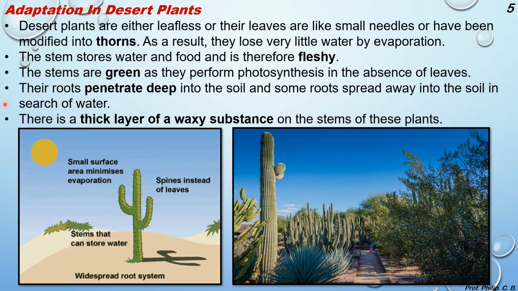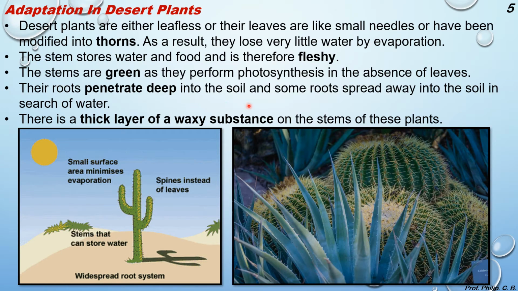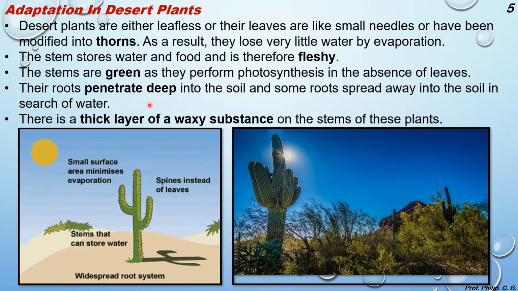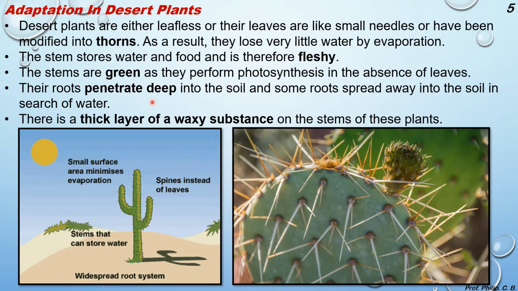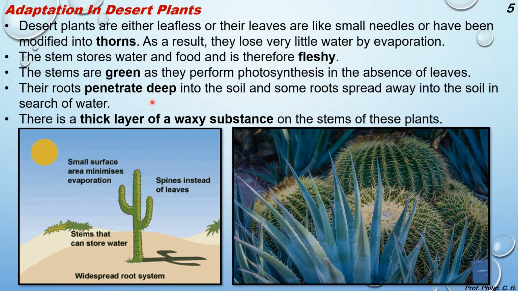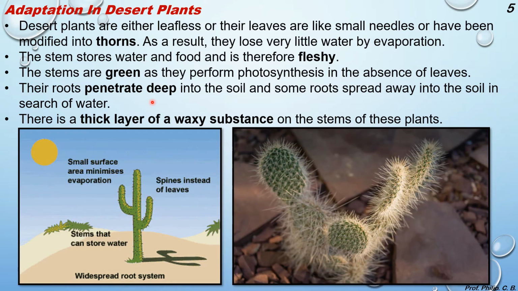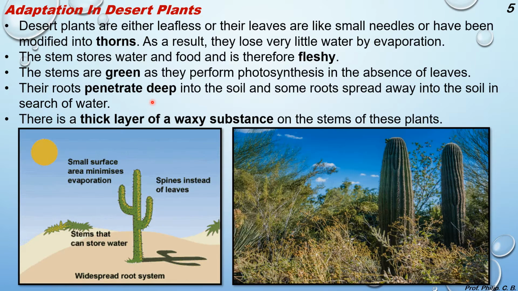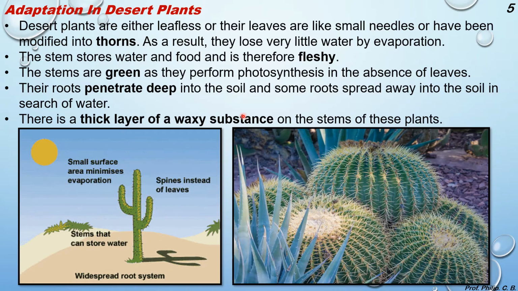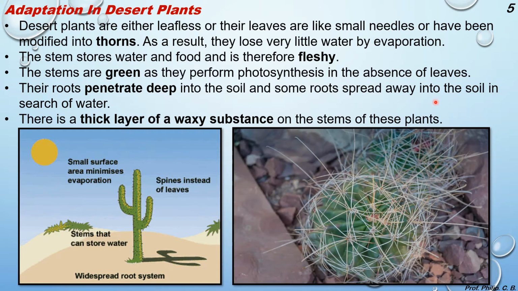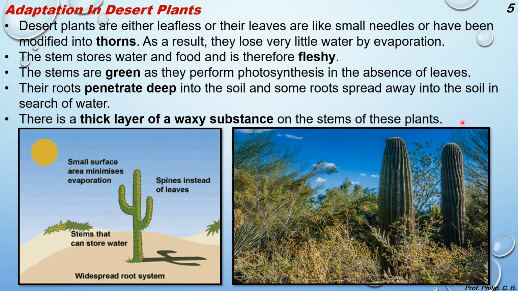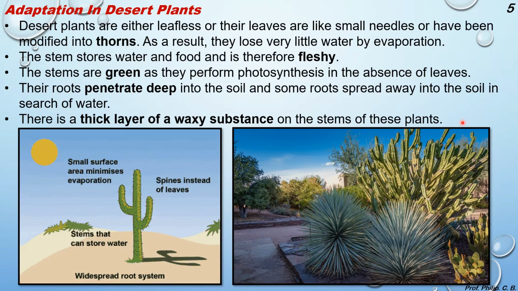Okay. Further, their roots penetrate deep into the soil, and some roots spread away in the soil in search of water. Again, as we know, there is water shortage in the desert region, so the roots of the desert plants go very deep into the soil, or they spread out so as to get maximum water. Lastly, there is a thick layer of waxy substance on the stems of these plants. Again, to avoid evaporation or transpiration, these waxy layers are present over the stems.